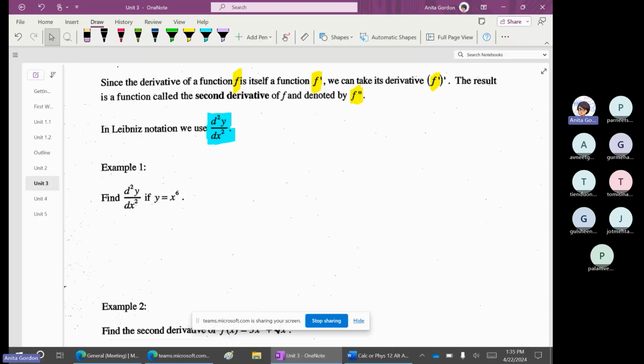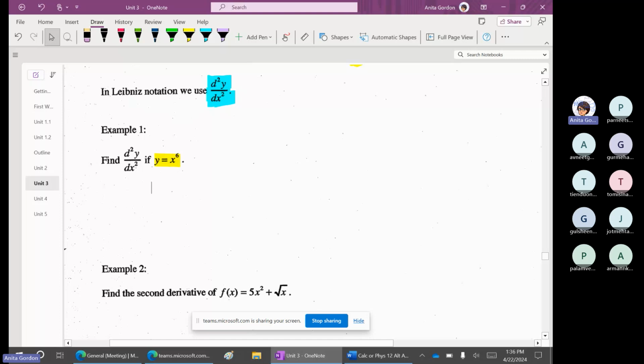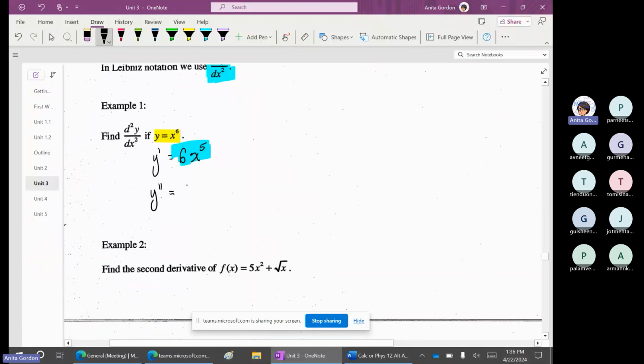So for example, let's start off easy. If y is x to the power 6, what is the double derivative, meaning the second derivative? So y prime, we do the power rule. This is 6x to the power 5. Now we start here. Assume this is our new function. What is the derivative, or what is the second derivative? We apply the power rule again. Bring the 5 down, multiply by the 6. We end up with 30x to the 4.